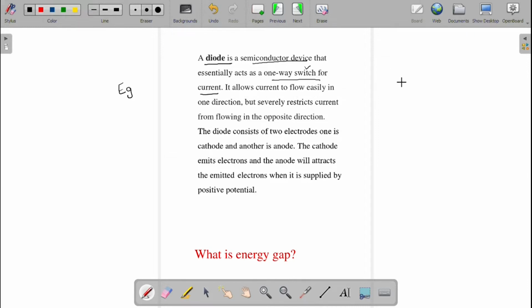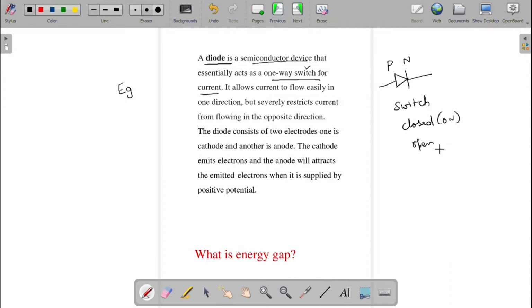Actually, the diode is nothing but a PN junction. So this arrow mark represents the P type and the line represents the N type. So the PN junction will act as the diode. A PN junction is nothing but a P type semiconductor and an N type semiconductor combined together to form the diode. So it is a semiconductor device and it acts as a switch. During forward biasing it acts as a closed switch, and during reverse biasing it acts as an open switch. Closed means switch on and open means switch off.